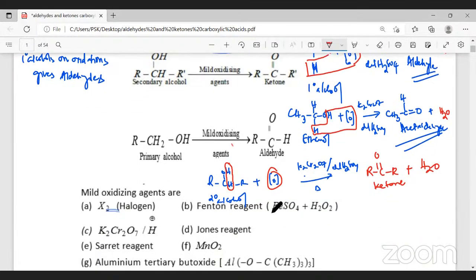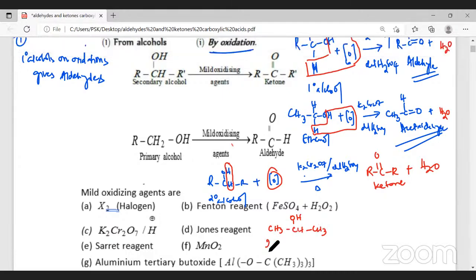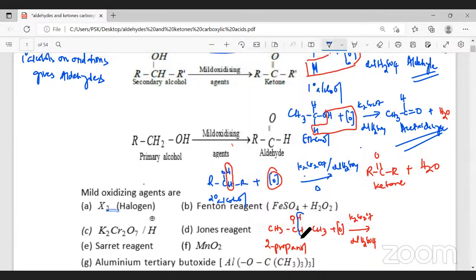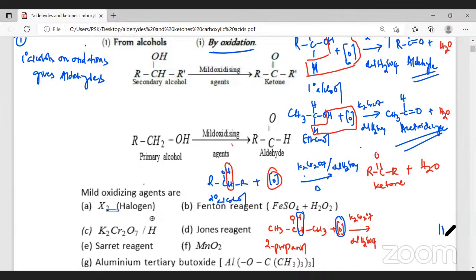Now we will take a simple example like CH3, CHOH, and CH3. It is called 2-propanol or isopropanol. Iso means the OH group is on the middle carbon atom. When this isopropanol is heated with acidified potassium dichromate, which gives you nascent oxygen, the H of the OH and the H on the carbon react with oxygen to form water, and you have CH3, C double bond O, and CH3. This is nothing but acetone. Did you follow this?